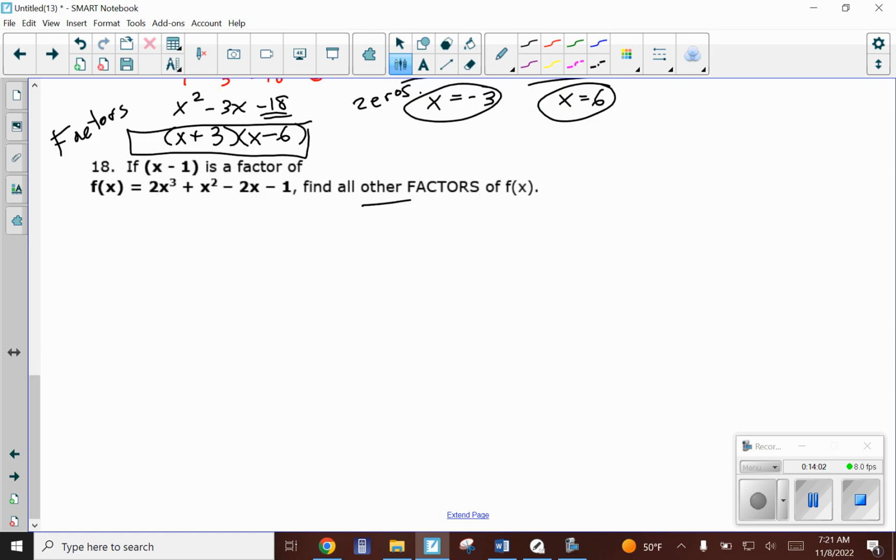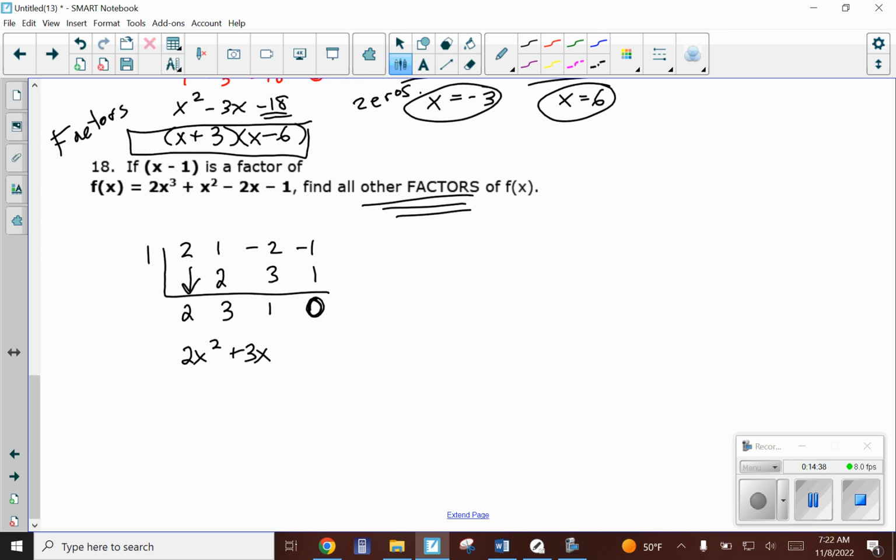Again, now this time it says find all of the other factors. So I'm not going to make that mistake and do extra work. So I'm going to take positive 1. And then I'm going to do 2, 1, negative 2, and negative 1. If it's a factor, it's guaranteed that this last number is going to be 0. So watch what happens. We're going to bring this down. That's a 2. 2 times 1 is 2. And then we're going to combine those, and that's a 3. 3 times 1 is 3. Combine those, and that's 1. 1 times 1 is positive 1, and there's our 0. So this guy right here, this ends up being 2x squared plus 3x plus 1.